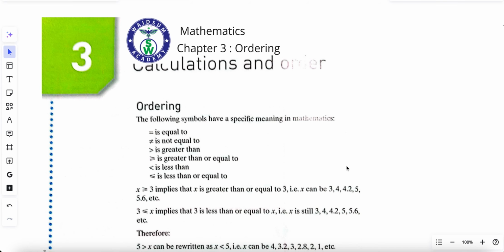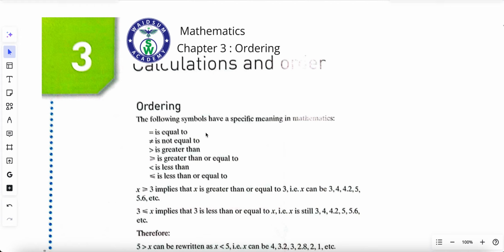IGCSE Mathematics Chapter 3, topic is calculation and ordering. Ordering is arrangement. It's just arrangement of numbers, okay? Now let's take a look at the first part of ordering. The following symbols have a specific meaning in mathematics.